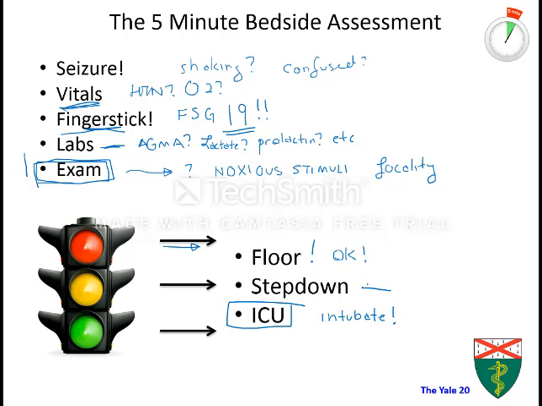And then step down is kind of this intermediate gray zone. If the nurses aren't comfortable with it, you're not going to be able to take good care of the patient on the floor, but the ICU won't accept them because there are no ICU needs. So that's where step down comes in as a good intermediate.